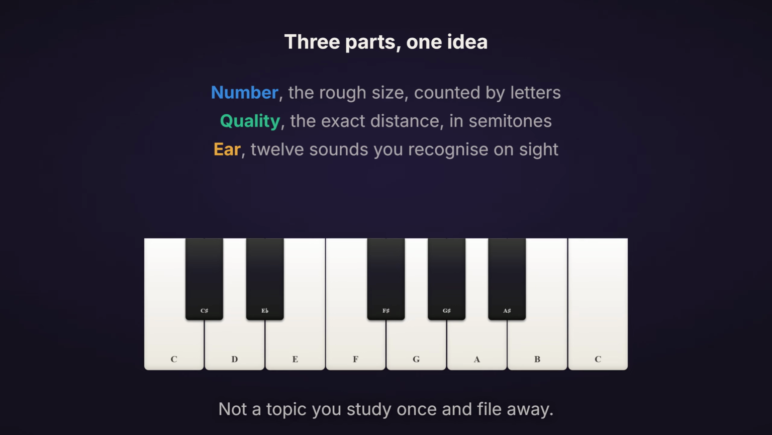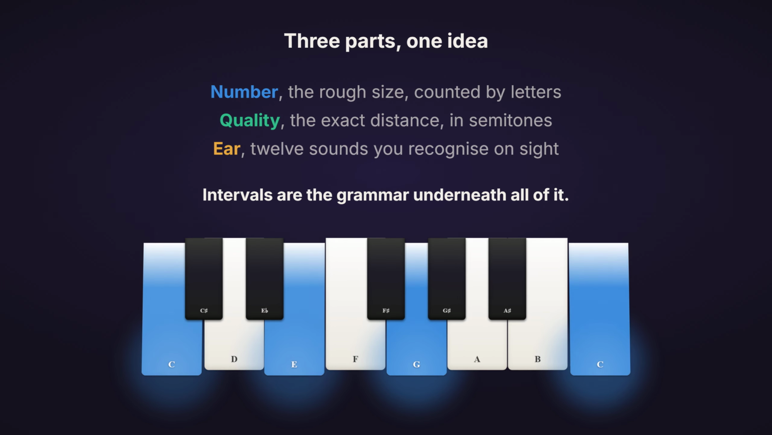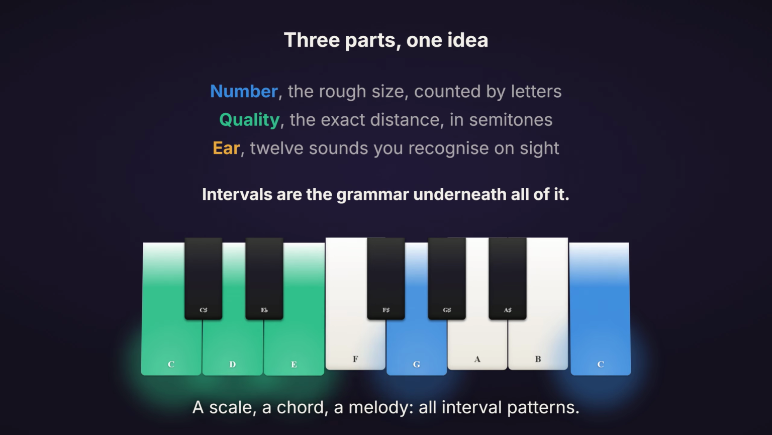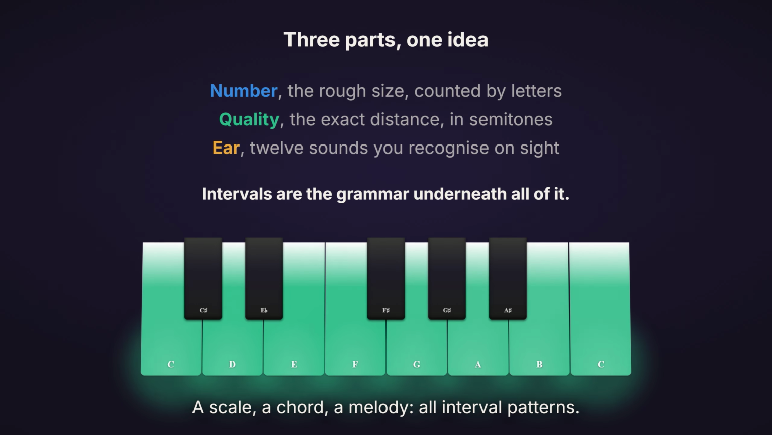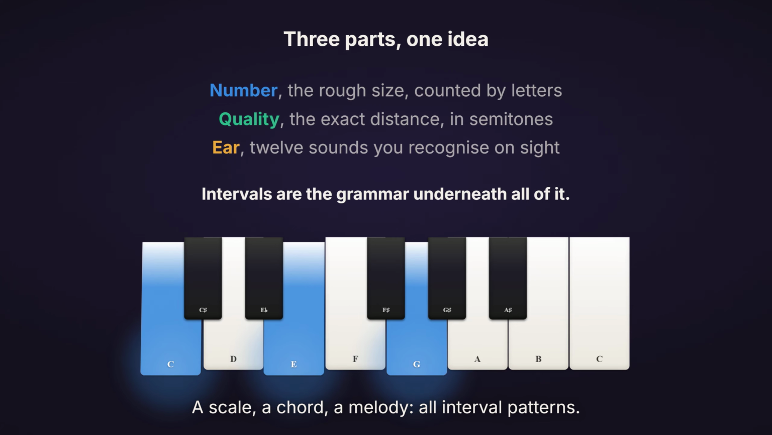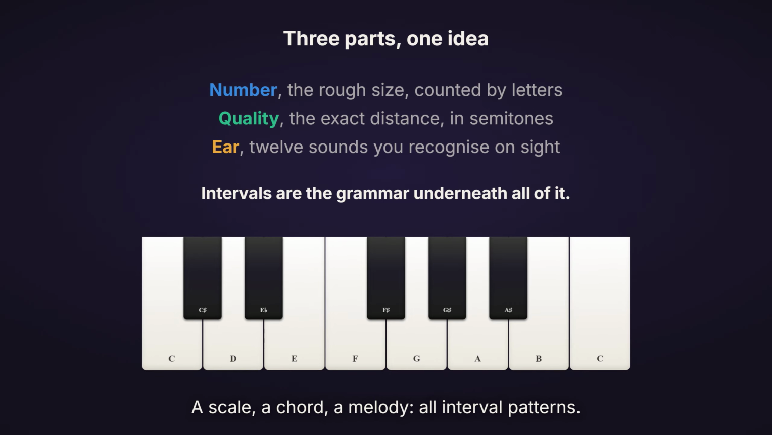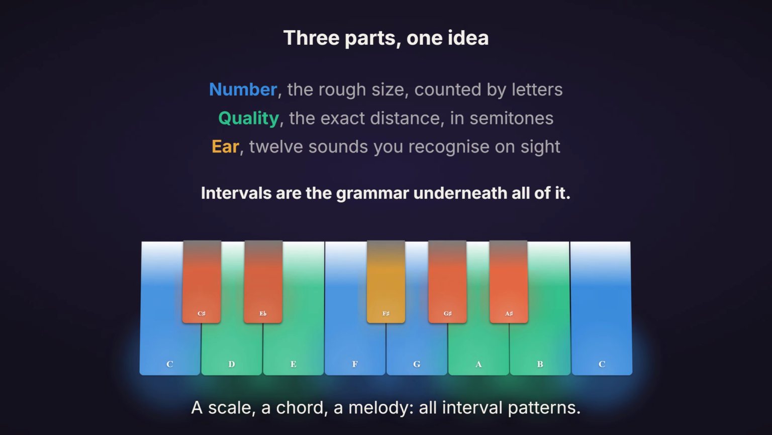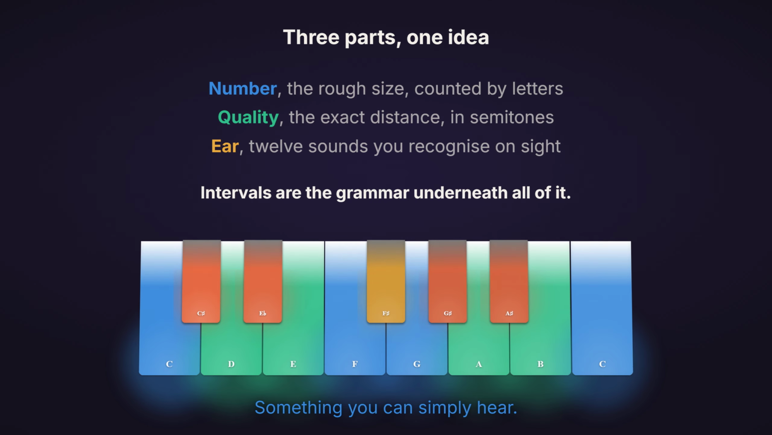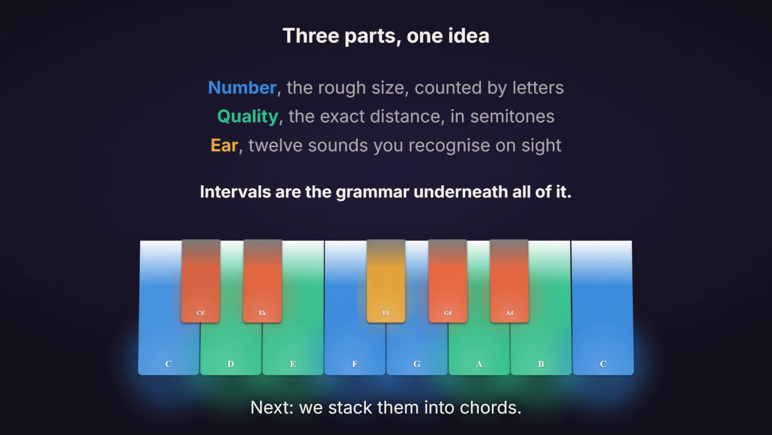Intervals are not a topic you study once and quietly file away. They are the grammar underneath all of it, the spacing inside every scale, every chord, every melody you will ever love. A scale is just a chosen sequence of intervals. A chord is just intervals stacked at the same time. A melody is a path that walks from one interval to the next. Master these, and the rest of music theory stops being a list of rules to memorize, and turns into something you can simply hear. And from here, the road forward is obvious. Next, we take these building blocks and stack them, 3 notes at a time, into chords.